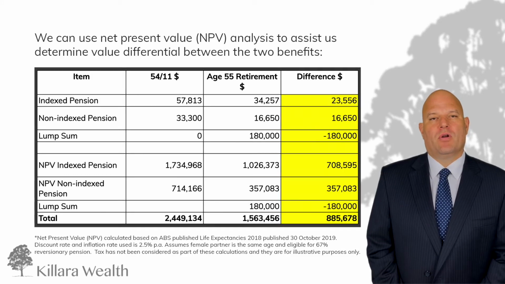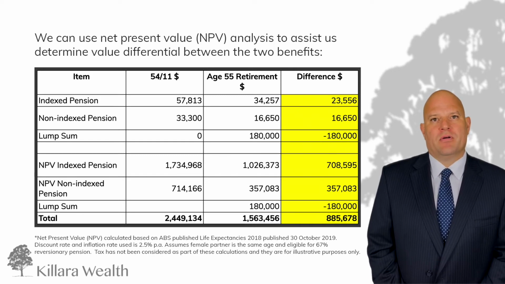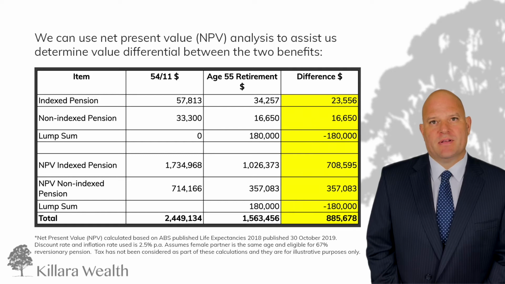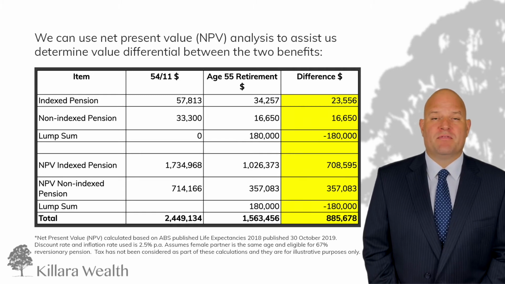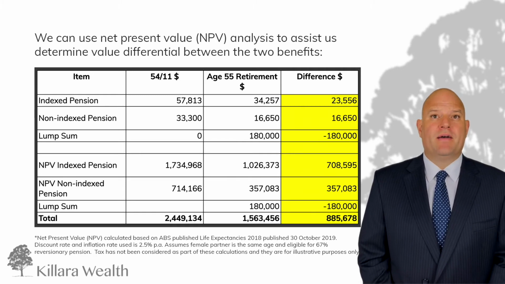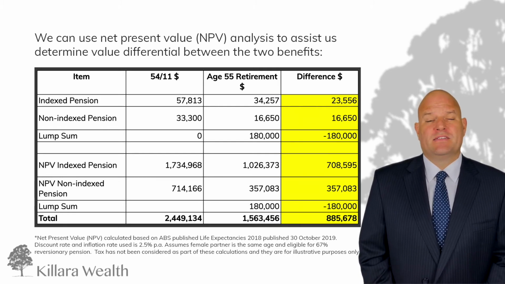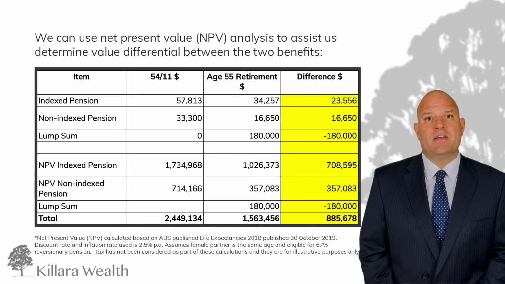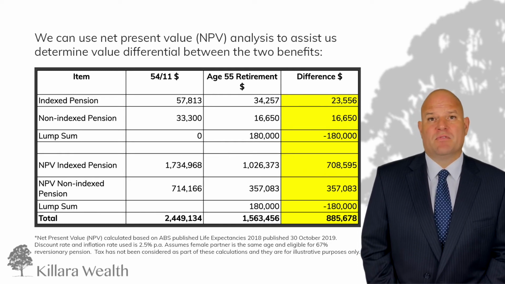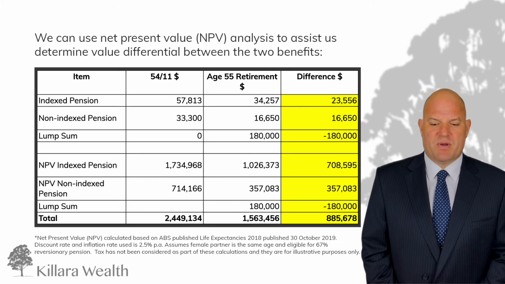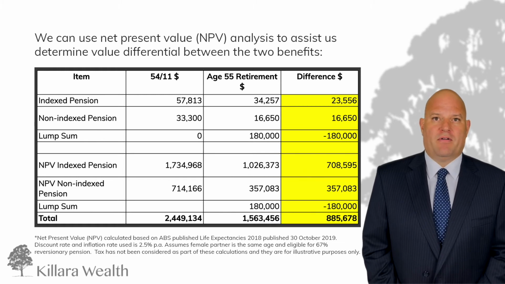When comparing a 5411 and age retirement benefit, a useful analysis to undertake is the net present value of the future cash flows each option provides. Net present value simply discounts the value of future cash flows by a set interest rate. In this case, we'll assume the inflation rate of 2.5%, discounting future cash flows, which is for Geoff, his lifetime index pension, his non-index pension through to his life expectancy, and then with a 2/3 or 67% reversion to his wife Mary. Here we can see the overall difference in benefits is a total of $885,000.